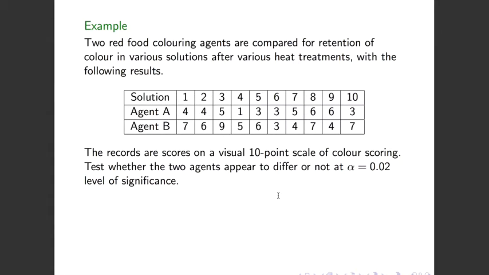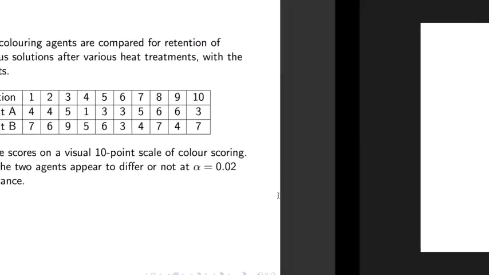So we have 10 solutions, and each solution has an agent A and B. So you can see that this data is paired. The records are scores on a visual 10-point scale of coloring scoring. Test whether the two agents appear to differ or not at a 2% level of significance. So let's have a look at that question.